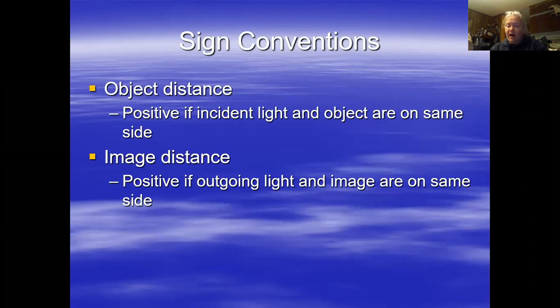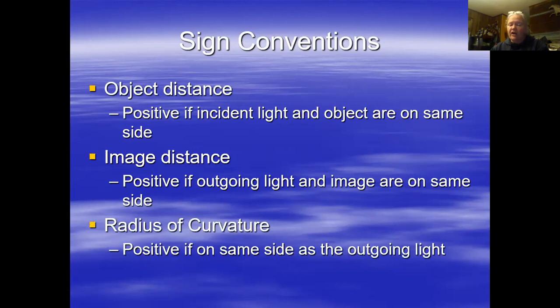The image distance is positive if the outgoing light and the image are on the same side. So for a lens, the light will go through it no matter what. The image needs to form on the opposite side of the lens from the object to be a positive image distance. If it forms on the same side of the lens as the object, that's a negative image distance. For a mirror, that's exactly opposite, because for a mirror, the light reflects back toward the object. So a real image will form on the same side as the object, and on the opposite side of the object is a virtual image for a mirror. So they're exactly opposite between the lenses and the mirrors.